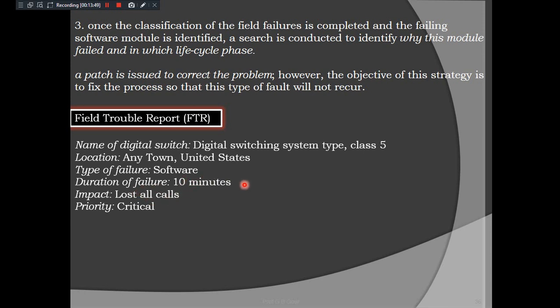So in whichever location this fault has occurred, the customers there lost their calls. Hence the priority is critical. It means it is a critical fault, not major or minor. Like that they will decide the severity of the fault. Okay. Like that you try to explain in your own sentences.